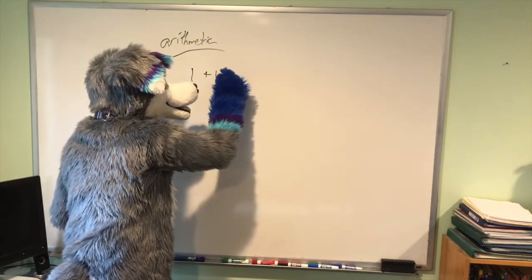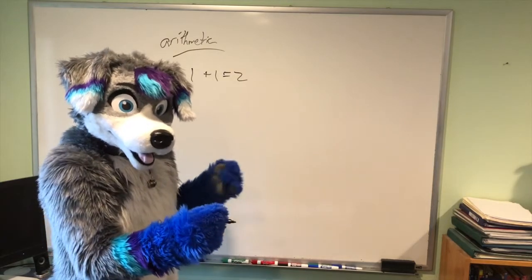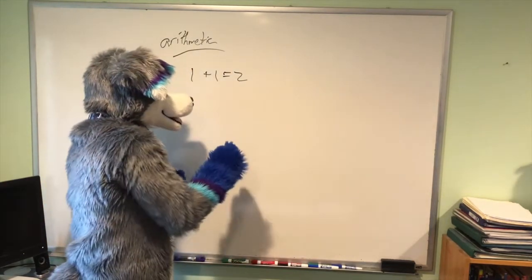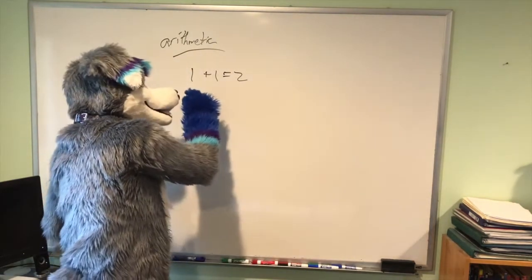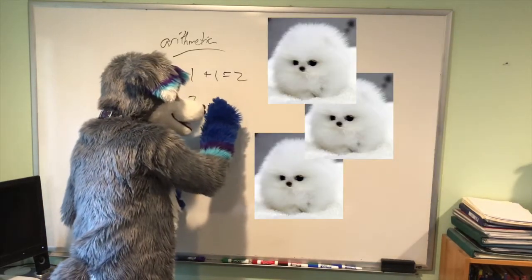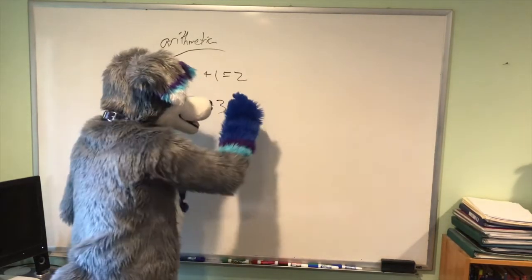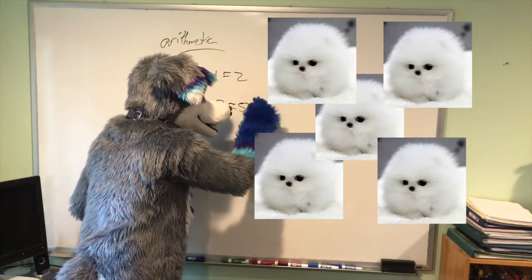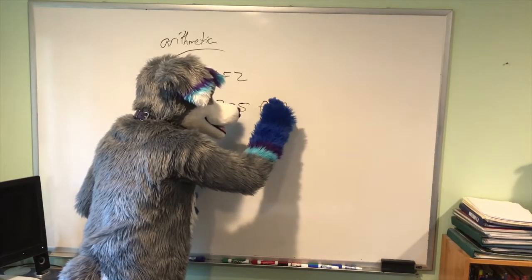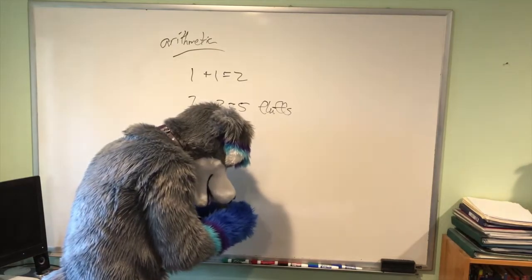And 1 plus 1 is 2. So 2 paws, mwahaha, and all that Sesame Street stuff. And then if you had 2 fluffs, and then you had 3 fluffs, you would add them together, and in all you would get 5 fluffs. Okay, so that's a fun little idea.